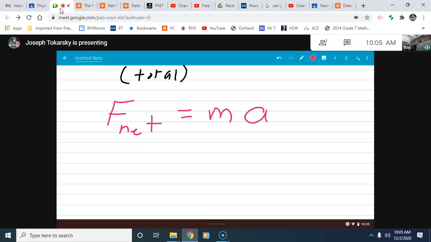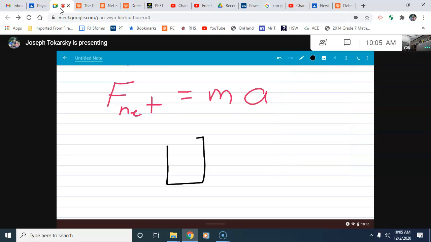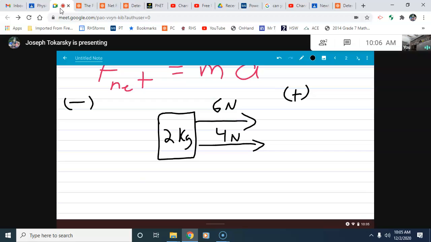Okay? So I'm going to go over examples kind of like they're done in the concept builder. I'm going to take an object, I'm going to just stamp on the object a mass on it. Let's say we have a 2 kilogram mass. And let's say we have 2 forces pulling to the right. The right's always going to be positive, the left's always going to be negative. Let's say these 2 forces are 6 newtons and 4 newtons. If I ask you to find the net force, it's very simple. In this case, they're pointing in the same positive direction, you just add them. So the net force is just 6 plus 4, which is 10 newtons, positive direction.